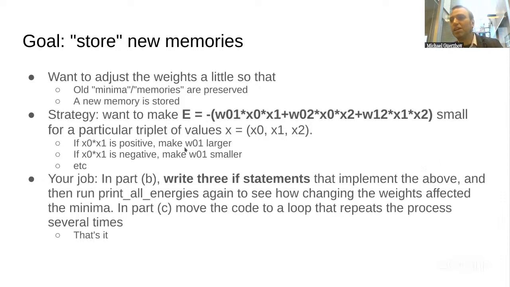That's it. So part B is literally just 3 if statements in the main block. And then part C is just take that, put it in a for loop and stick it in a function. That's it. Okay. All right.